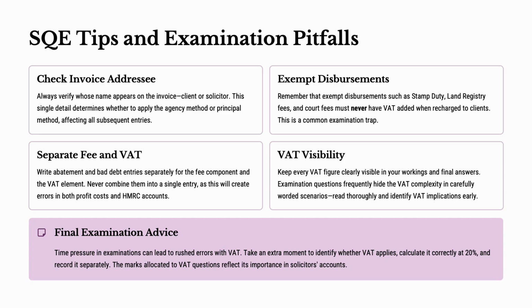So, tips before we finish. The big SQE takeaway: always check the name on the invoice. That single detail decides agency or principal treatment. Do not add VAT to exempt disbursements, and always split fee and VAT entries. Many candidates lose marks because they combine them. Finally, remember that HMRC ledgers must show every VAT movement clearly. If the VAT treatment feels tricky, slow down, isolate the invoice detail, and work from there. VAT becomes easy once you respect its structure.